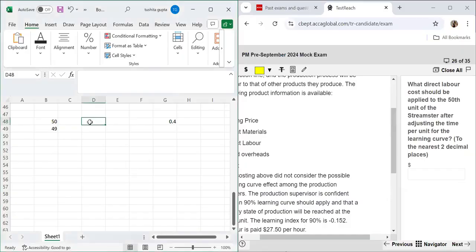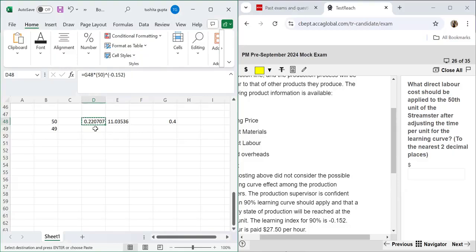All right, so y equals a, which we have worked out as 0.4, multiplied by the number of units that we are producing, which is 50, and this 50 needs to be raised to the power of b. So 50 needs to be raised to the power of minus 0.152. So this is what we'll get for the average time. And now this is the average time per unit. Now we can also find out the total time. So the total time will be multiplied by 50. This is the total time that it has taken for 50 units.